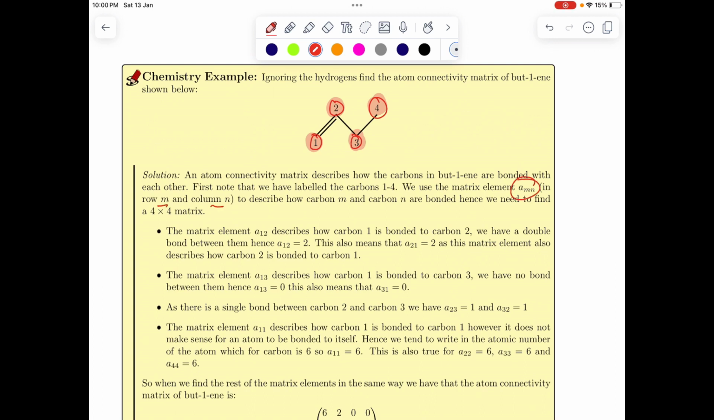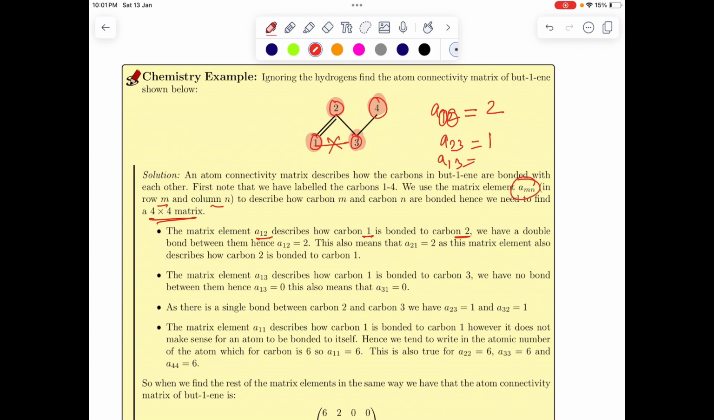Now we are going to use basically a matrix notation. So how will you define the elements of the matrix? We define matrix element AMN as the element present in M row and N column, to describe how carbon M and N are bonded, and hence we need to find a 4 cross 4 matrix. So A12 means we want how carbon number 1 is bonded with carbon number 2. What does it mean? We have a double bond between them, so the number of bonds we will take. That is how we are defining AMN.